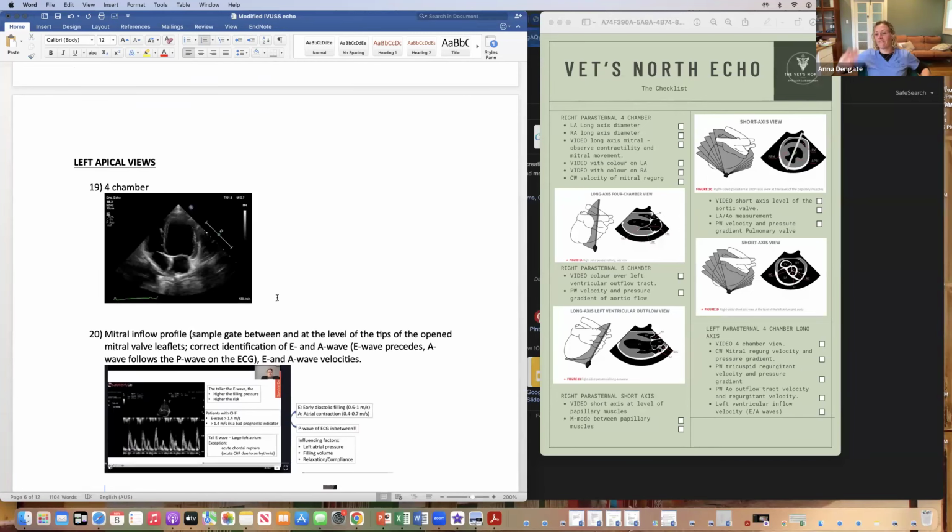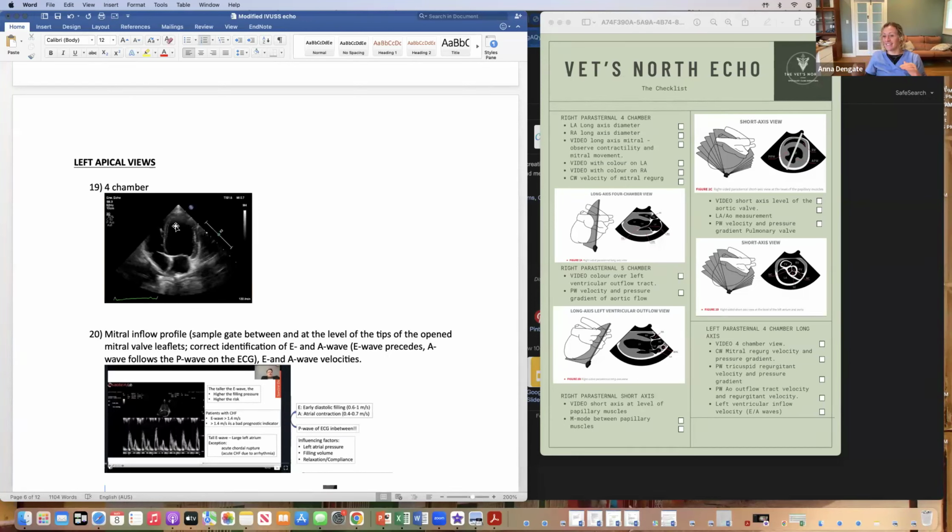So then we're gonna flip the dog and the mat and the chaos, and we're gonna go to our left parasternal 4-chamber view. This is such a nice image. Does anybody's images look like this routinely? Never.